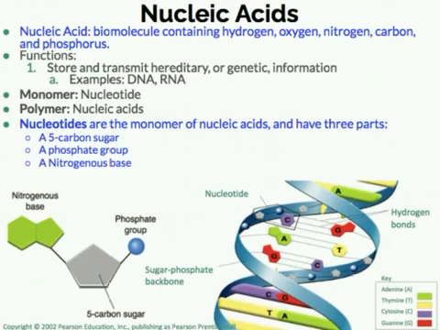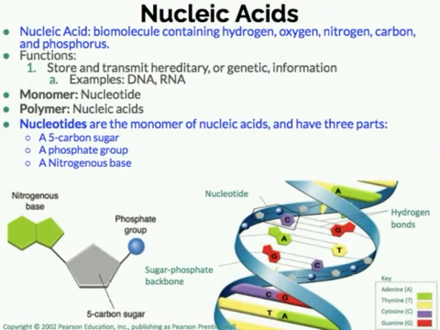Last, we have nucleic acids. Nucleic acids are biomolecules containing hydrogen, oxygen, nitrogen, carbon, and phosphorus. So for functions, they store and transmit hereditary or genetic information. And a couple examples of nucleic acids include DNA and RNA. The monomer of nucleic acids is the nucleotide, and the polymer is nucleic acids.